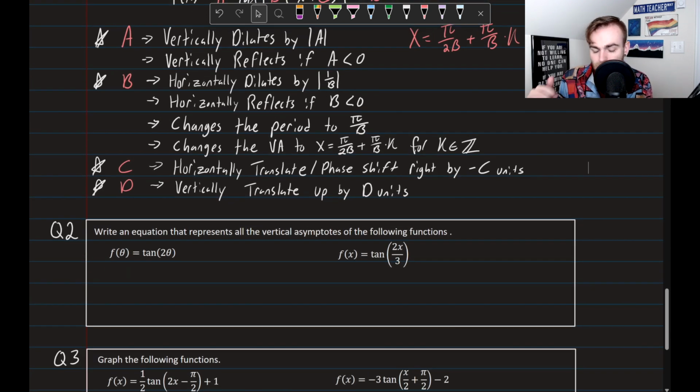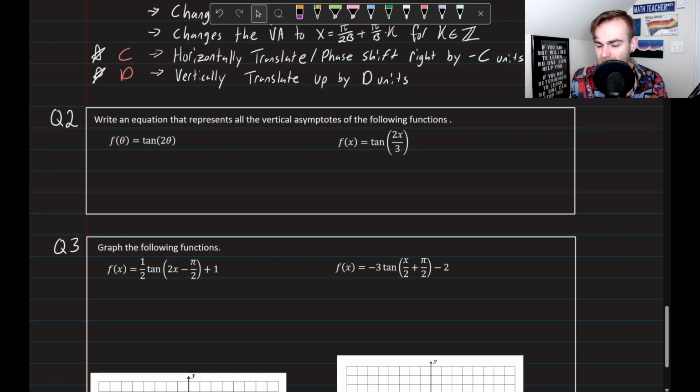So now that we know all about these transformations, and we've done most of them before, I know I'm throwing a lot at you, but some of this we've already established, right? Let's write an equation that represents the vertical asymptotes of the following functions. So before we start, what is default? Default is the vertical asymptotes are equal to pi over 2, because that's the first one, plus pi times k.